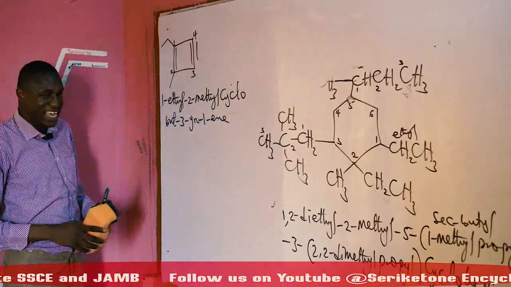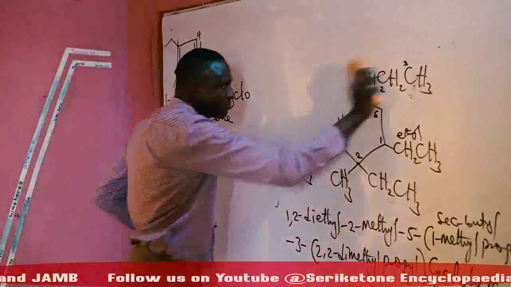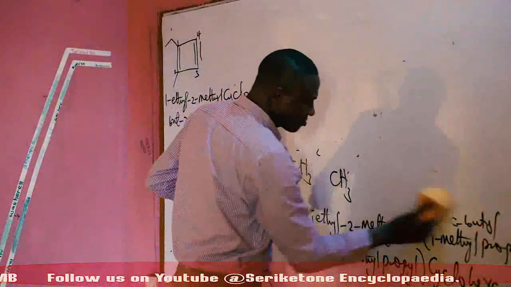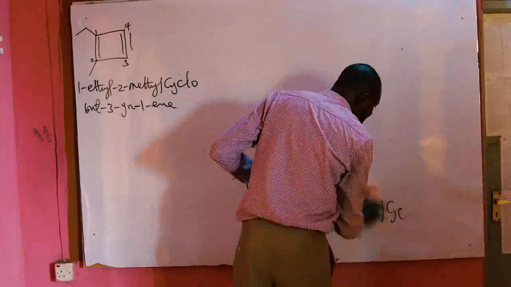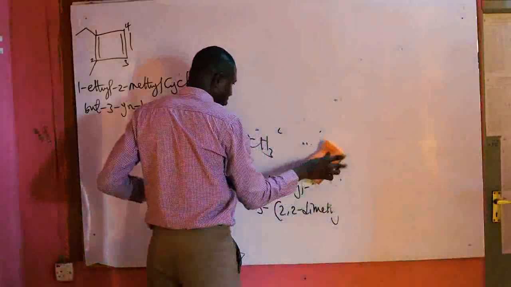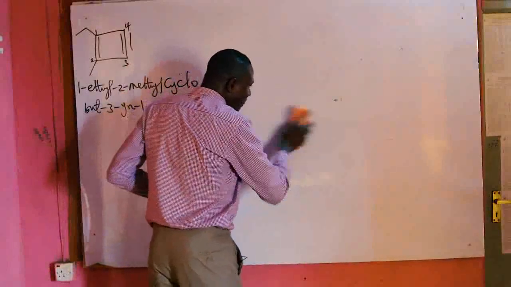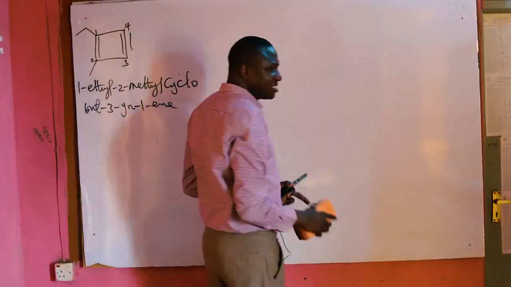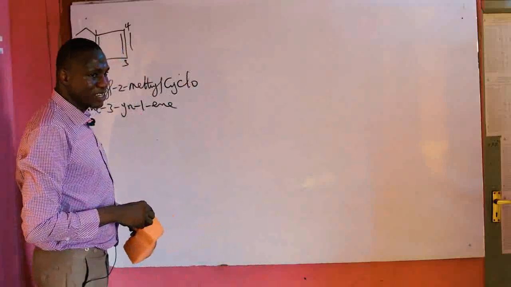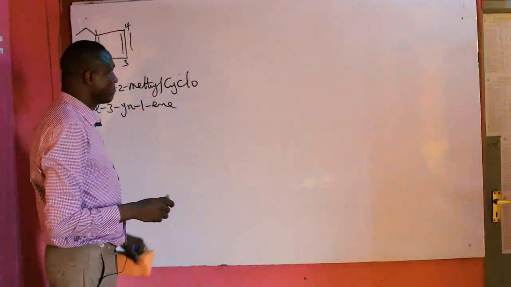Cyclobutyl, 3-ine, 1-ine. That's the name of the compound. Now, in a situation when the side alkyl group has more carbon atoms than the number of carbon atoms in the ring, the ring might become a substituent in any such compound.